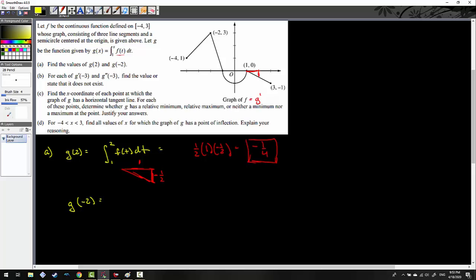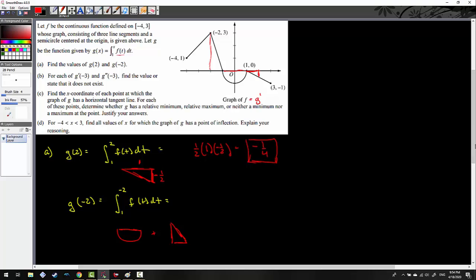G of -2 is going to be the integral from 1 to -2 of f of t dt. Now this is going to be a little more complicated because we're actually going to be going backwards on our integral here. So from here, that means that anything below the x-axis is going to be positive, and anything above the x-axis is going to be negative. So what I've got is I'm going to be adding up a semicircle and this partial triangle right here. So it's going to be this semicircle here, and it's going to be added to a triangle here.